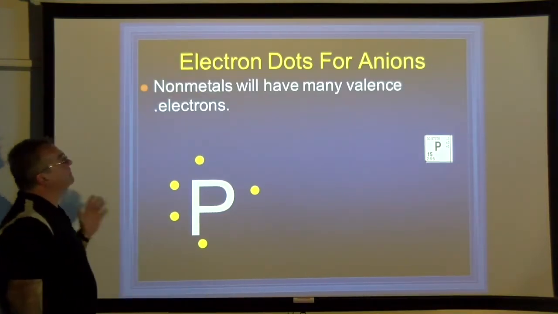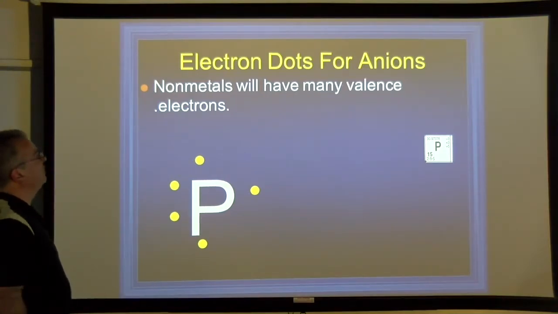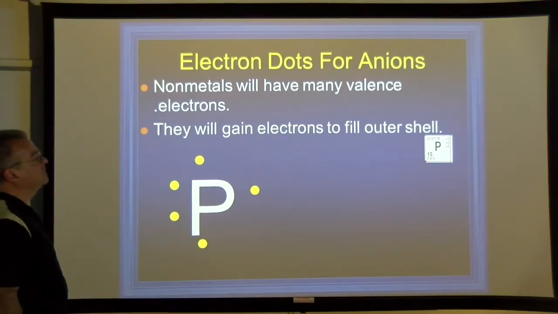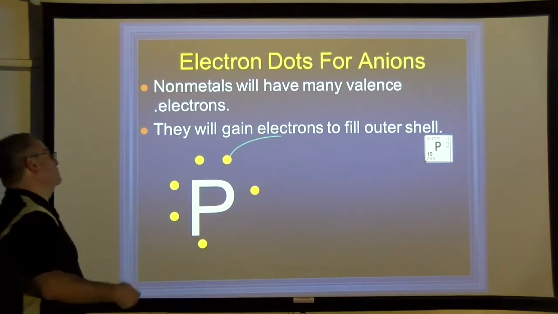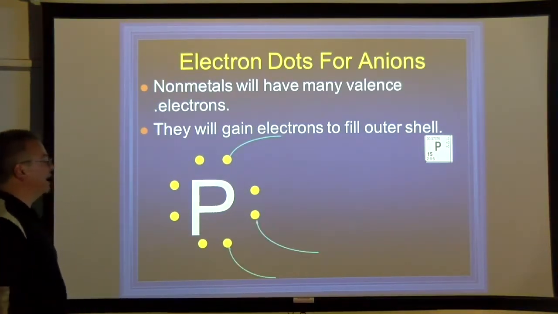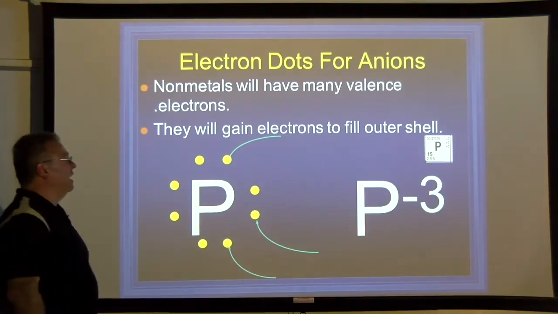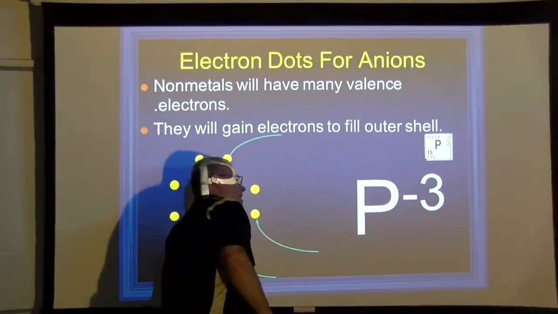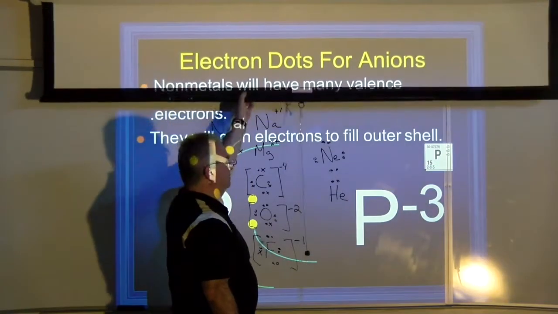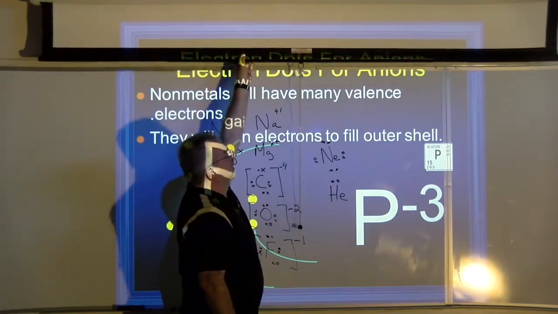So nonmetals have a certain number of valence electrons. It will look to gain to fill that outer shell. So this would happen if it comes in contact with a metal. It will take the electrons away from the metal and become what we call a phosphide ion. Now, when you draw a phosphide ion, you don't leave it that way. Okay?